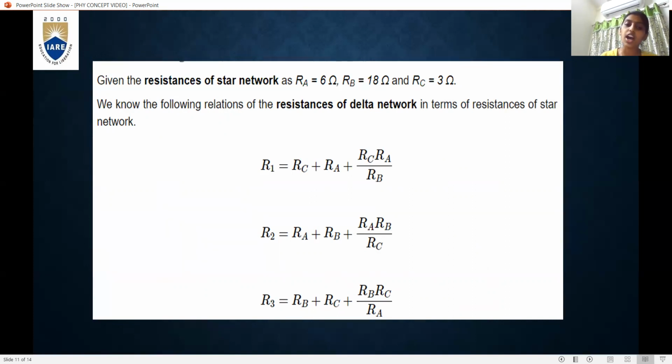So to get the value of R1, the formula is R1 is equal to RC plus RA plus RC RA by RB. And to find R2, it is RA plus RB plus RA RB by RC. And to find R3, it is RB plus RC plus RB RC by RA.